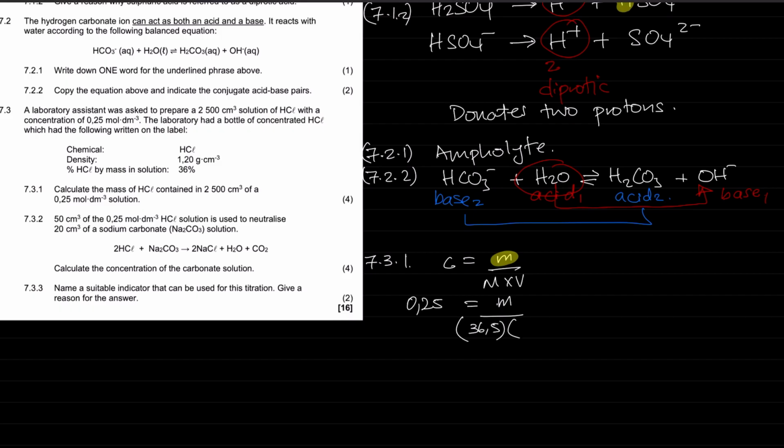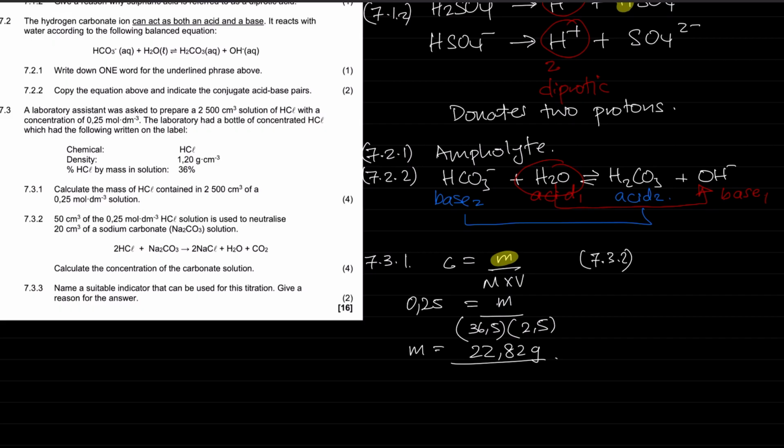Now, the volume V, they tell you the volume. 2,500 cm cubed. We can't use cm cubed, we must use dm cubed. So divide that cm cubed by 1,000. You're going to get 2.5. Now we can solve for mass. You take everything across, you multiply, you get a mass of 22.82 grams. Okay.